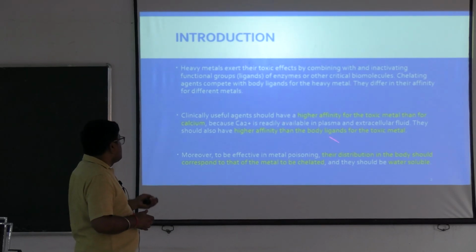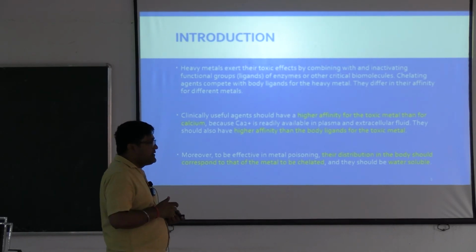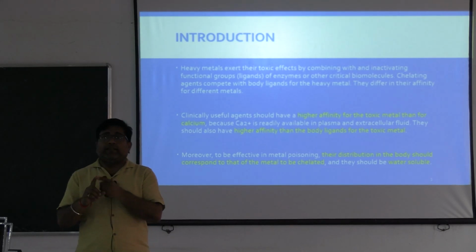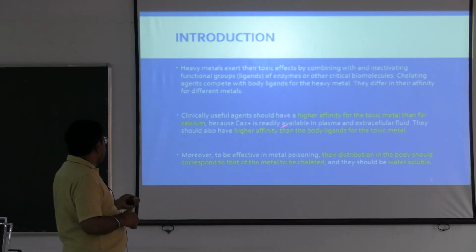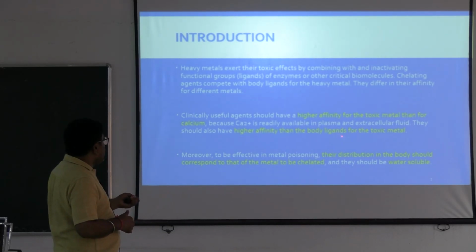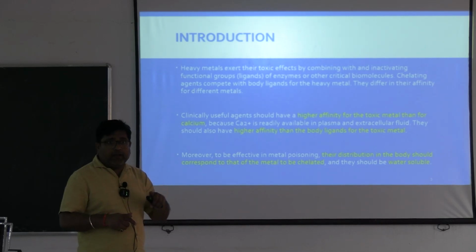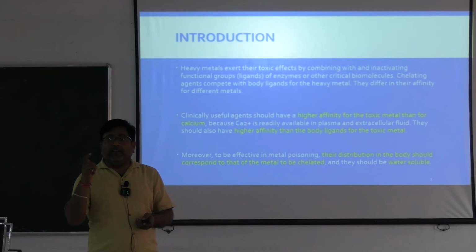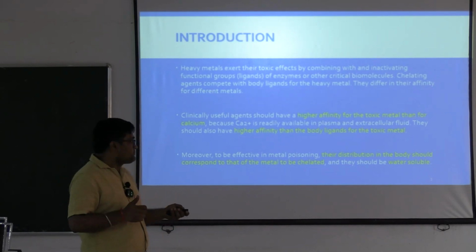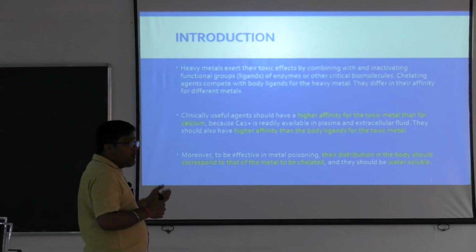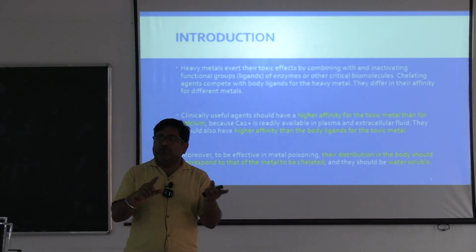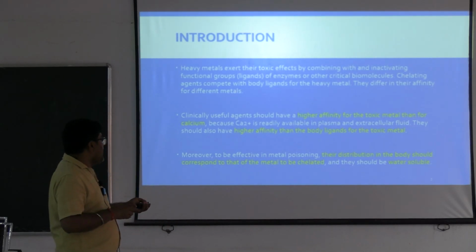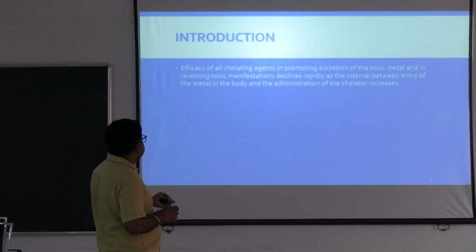What are the criteria for a clinically useful chelating agent? Number one, it should have a higher affinity for the metallic ions than the body ligands, and it should have a higher affinity for the metallic ions than for calcium. Why? Because calcium is readily available in the bones and the plasma. Their distribution in the body should match the distribution of the metallic ions, so that they can bind to them, and they should be water soluble.